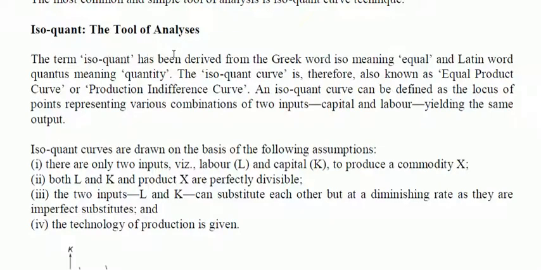So isoquant is derived from the Greek word which means equal, and quantus in Latin stands for quantity. So what we are saying is isoquant curve means same quantity curve, or equal product curve, or production indifference curve. So if you get an exam question, what is a production indifference curve, you can explain the isoquant curve.